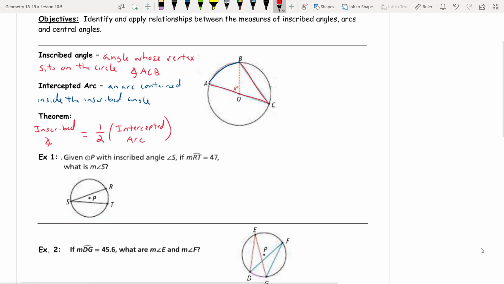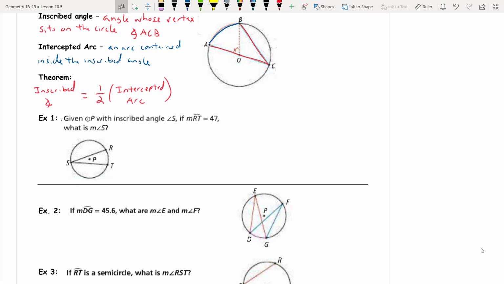So in this first one, they gave us circle P and angle S is the inscribed angle. They told me that RT is 47 degrees. Well, in order to get the inscribed angle, we have to do half of 47. And half of 47 is going to give me 23.5 degrees. So angle S is going to equal 23.5 degrees. I literally just cut it in half.